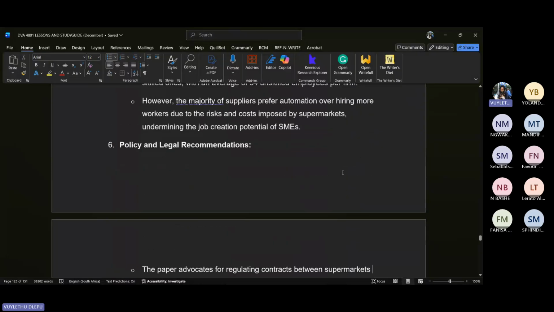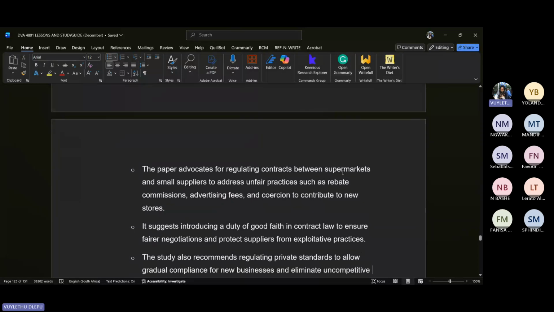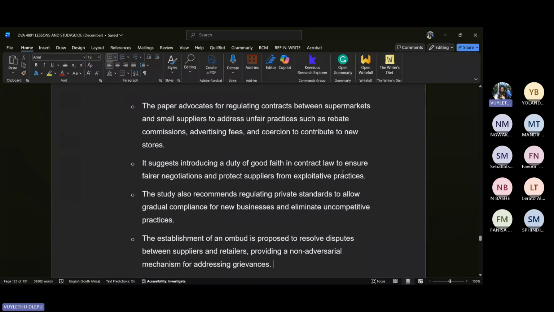Then we look at the policy and legal recommendations within the article. This paper advocates for regulating contracts between supermarkets and small suppliers to address unfair practices, rebate commissions, advertising fees, and coercion to contribute to new stores. It suggests introducing a duty of good faith in contract law to ensure fairer negotiations and protect suppliers from exploitative practices. The study also recommends regulating private standards to allow gradual compliance for new businesses and eliminate uncompetitive practices.